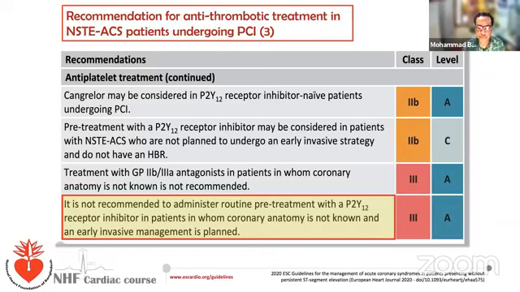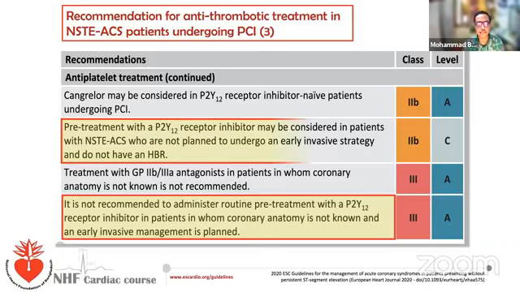Now, there's an interesting point here. If a patient comes to the emergency room with very high risk NSTEMI, and I am planning very early invasive therapy within 2 hours, this patient should not be preloaded with a P2Y12 receptor blocker. It is not recommended in a patient whose coronary anatomy is not known and early invasive therapy is planned. But if early invasive therapy is not planned and the patient doesn't have a high bleeding risk, you can preload this patient with a P2Y12 receptor blocker. This is a new concept. I think in the previous guideline, this was not present like this.